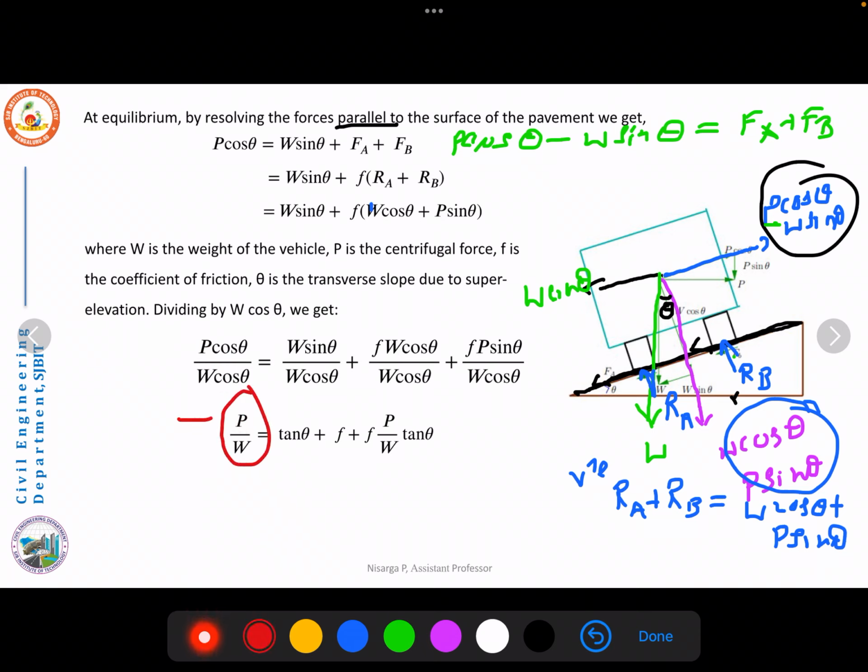P by W is nothing but the centrifugal ratio. The centrifugal ratio will be equal to, so W gets cancelled, sin by cos is tan theta. So here also W cancels, F remains, and here also F into P by W tan theta. Sin theta by cos theta will be equal to tan theta.